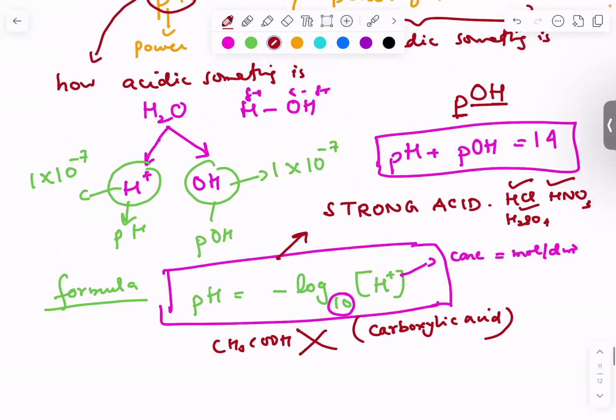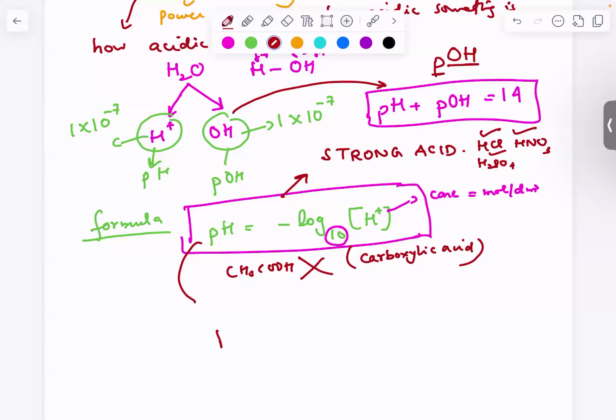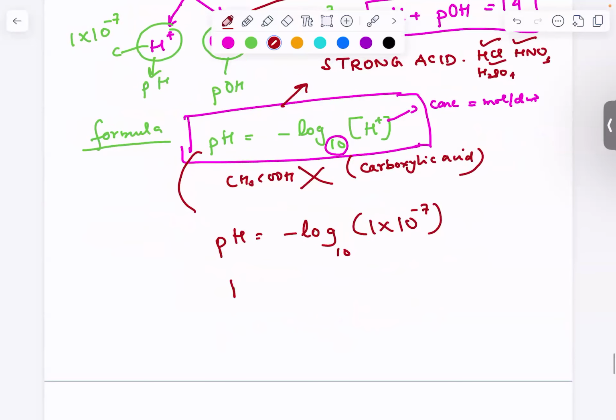All right. Now I was telling you about this formula. Have a look. I wrote that pH is equal to minus log of hydrogen ions. Now, if I put this value in it, pH is equal to minus log to the base 10 of the hydrogen ion concentration, which is 1 into 10 raised to the power minus 7. Put it in the calculator and you will get the answer 7. You can do it right now. 1 times 10 to the power negative 7, minus log, 7.